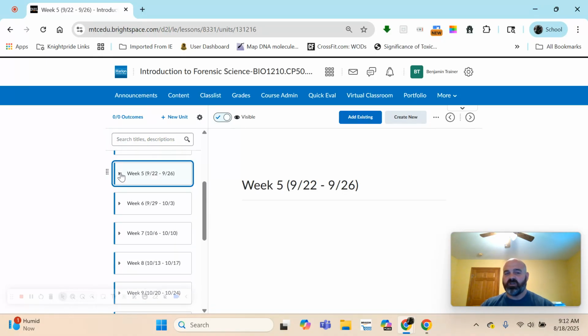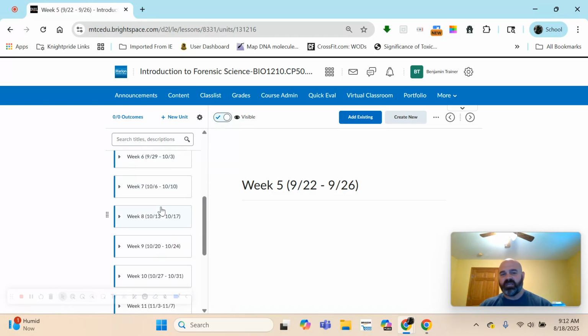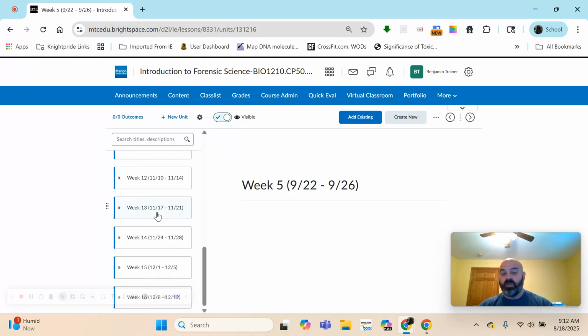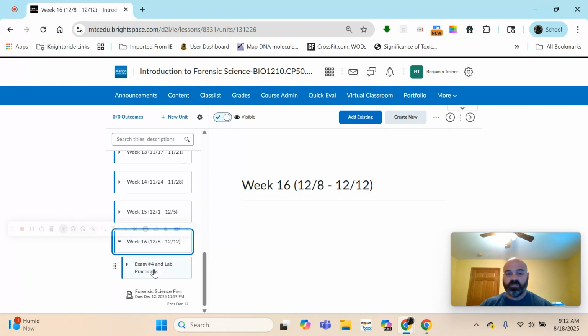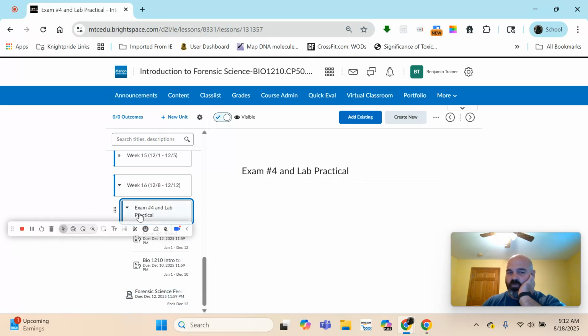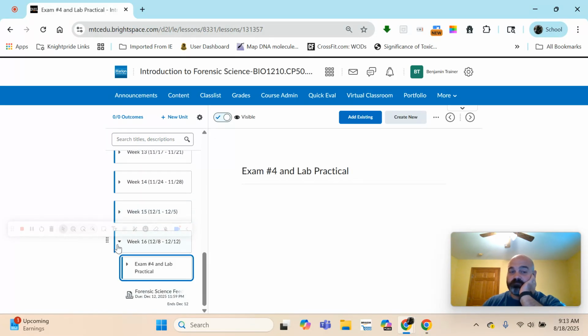So this is the way I've broken up the entirety of the course. Each week has the things that you're going to be doing for all 16 weeks. Now, week 16 is a little different. Let me move this up out of the way here. Since week 16 is our last week, you've got an exam and lab practical. All right, both of those are standalone activities. You don't need to do one and then the other. You do one and then finish it and do the other. And then I have a feedback form once you get to that particular point as well.